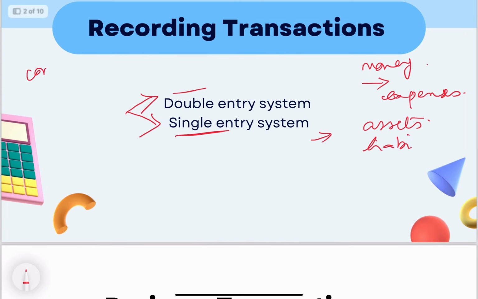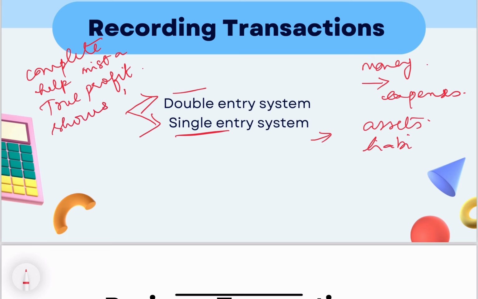I've already mentioned some. So you get the complete record of every transaction, okay? And it helps you to find mistakes easily because both sides must always match, right? If something is missing or wrong, you can easily find errors. The third thing is you can find the true profit and true loss. By recording everything properly, it helps you calculate how much money you earned or how much you lost, right? And it also shows what you own and what you owe.